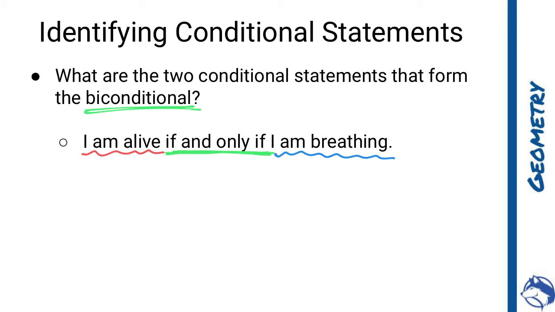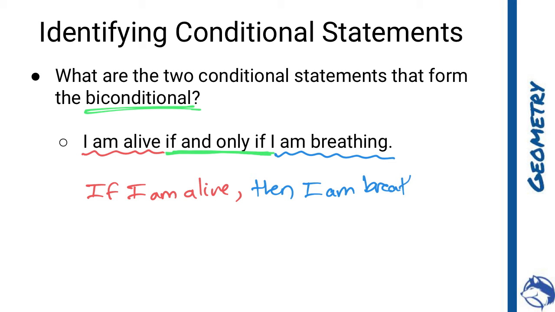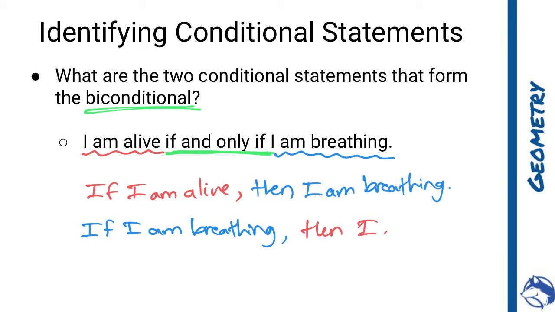So I start with the red one and I say if I am alive, separated by a comma and throw a then in front, I am breathing. Which that makes sense, because if you're alive, hopefully you're breathing. Now I got to do it the other way, and I got to start with the blue. So if I am breathing, then I am alive. Both seem to be pretty good.